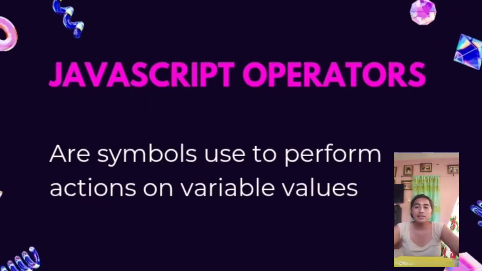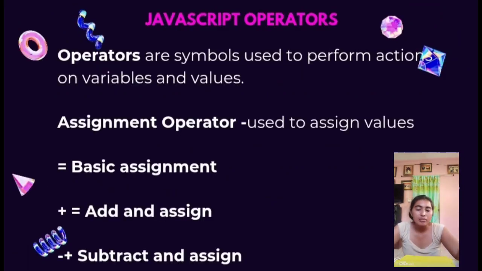Everyone, so I am here to discuss about what is JavaScript operators. JavaScript operators are symbols used to perform actions on variable values. So the operators are symbols used to perform actions on variables and values.